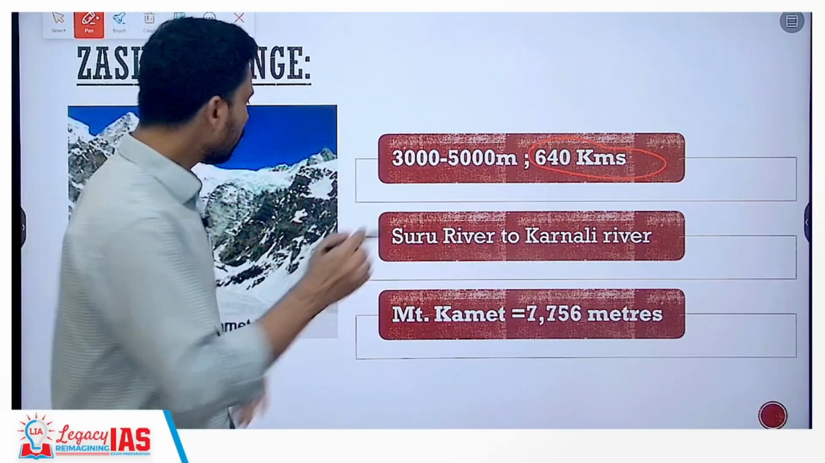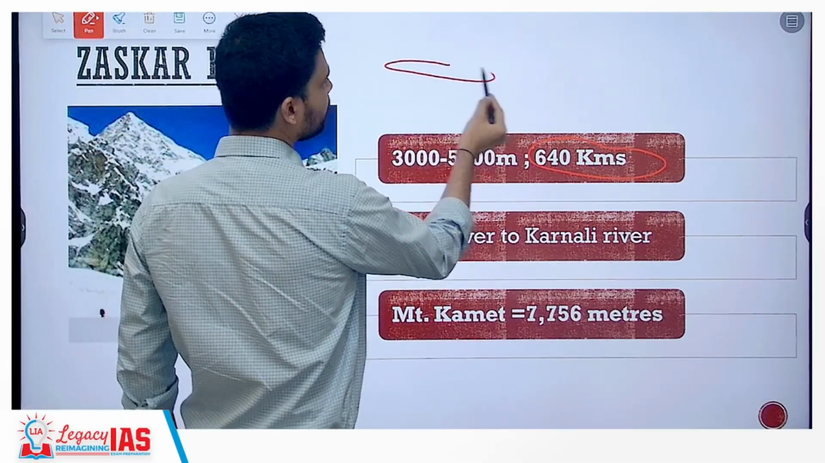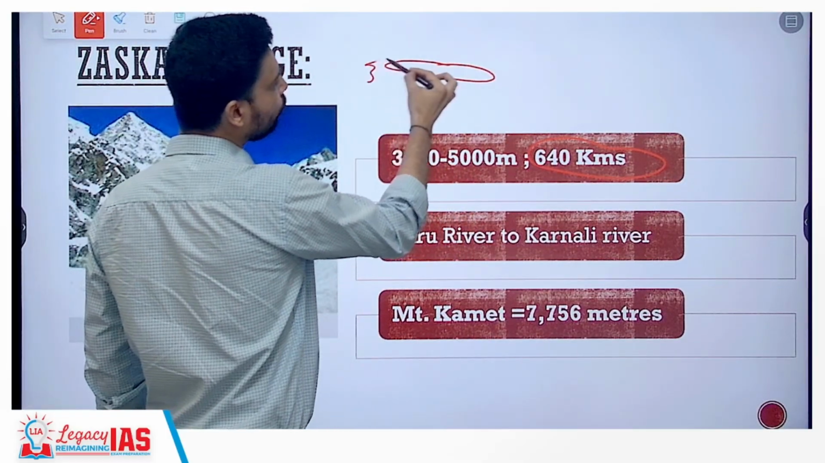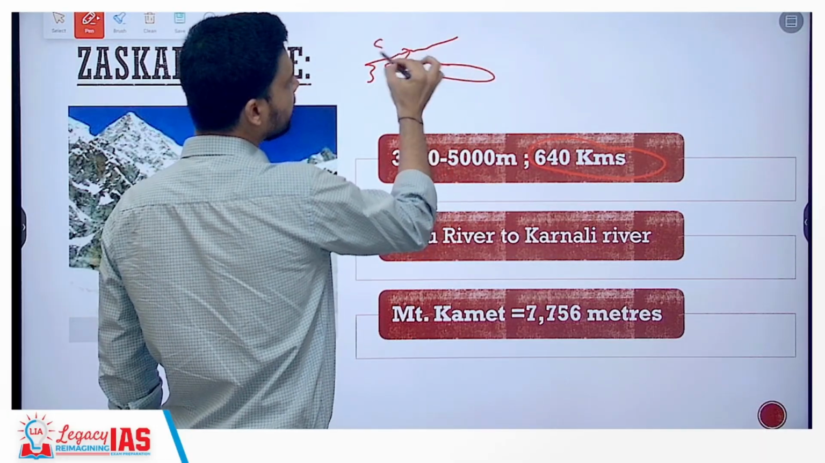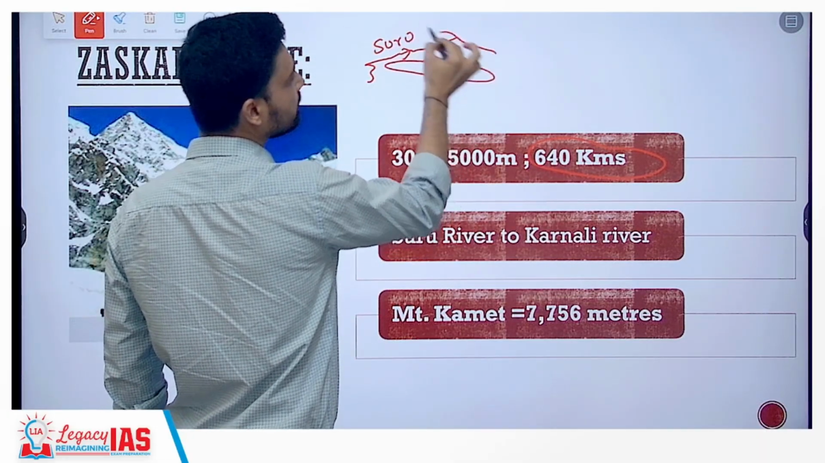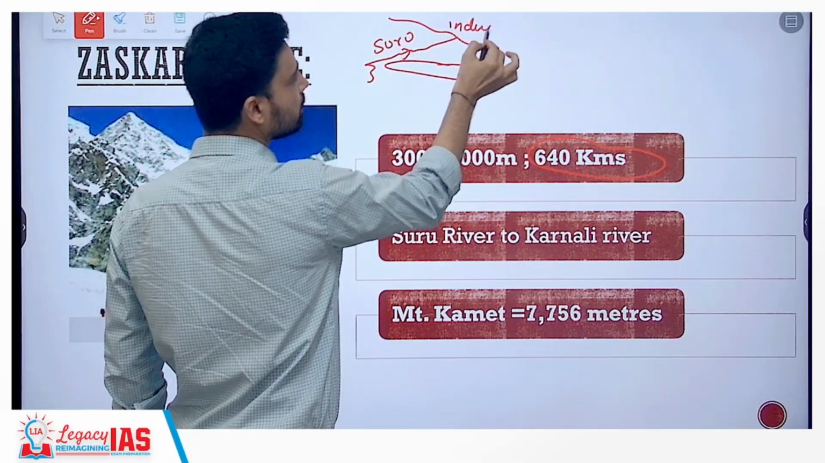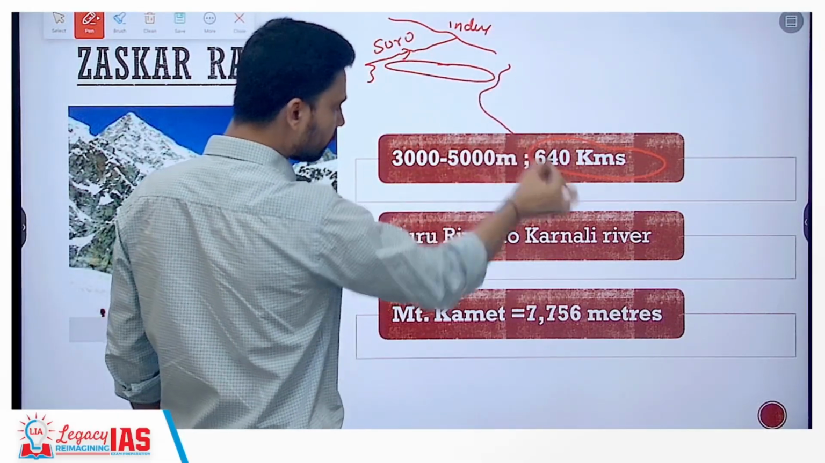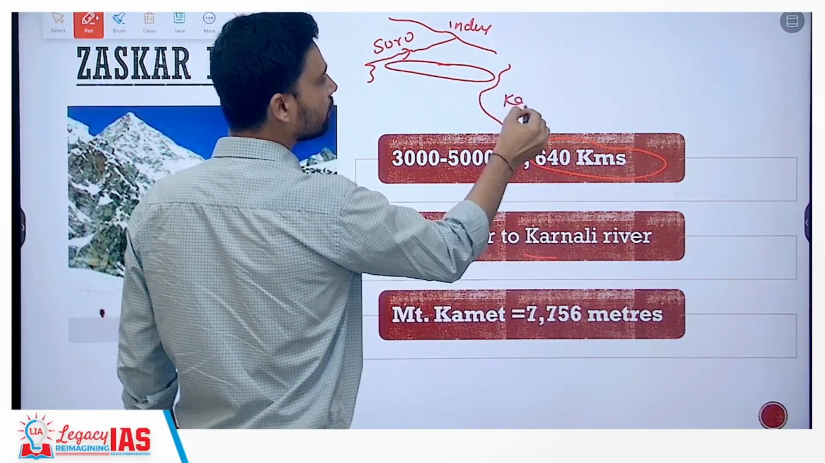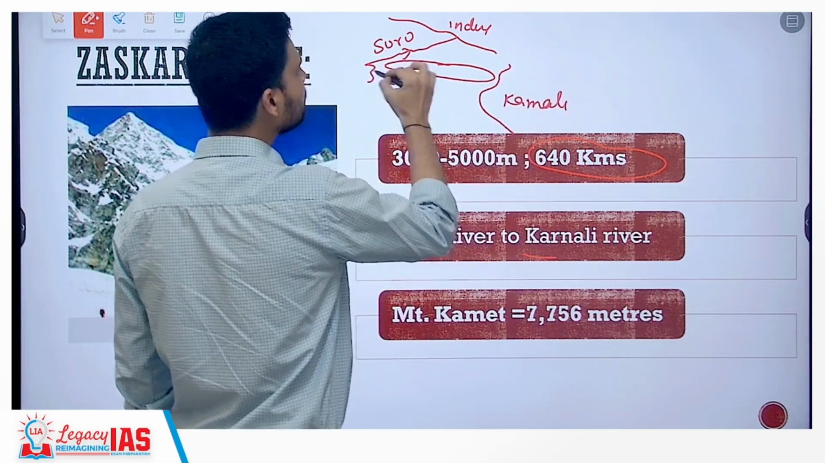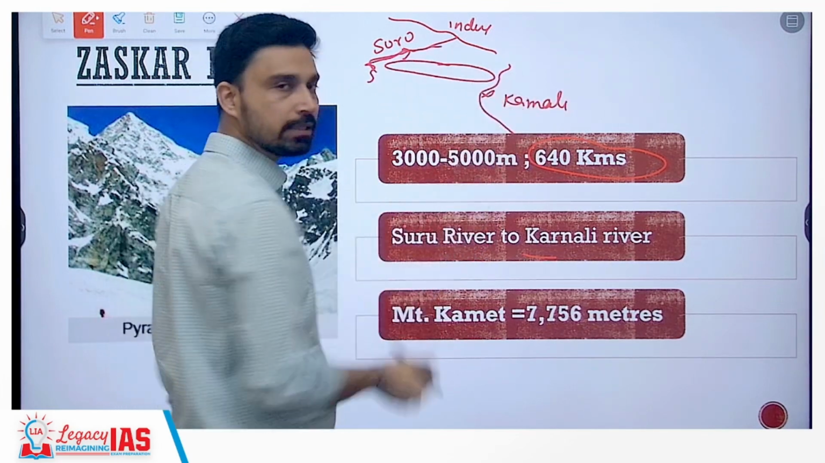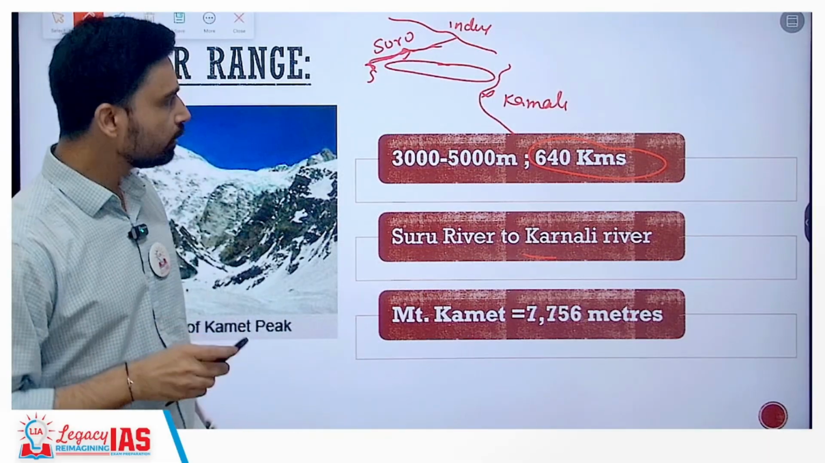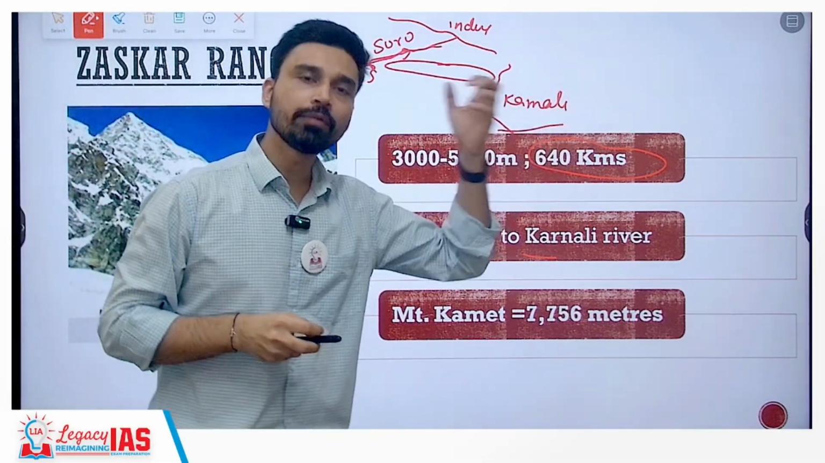Now, if you look at the Jaskar range, its boundary is marked by two very important rivers. On the western side, it is the river Suru, which joins the Indus River coming from the east. And then on the southern side, you have another river called Karnali River. So between Suru in the west to Karnali in the east is the extent of the Jaskar range. Karnali River is a tributary of river Ganga.